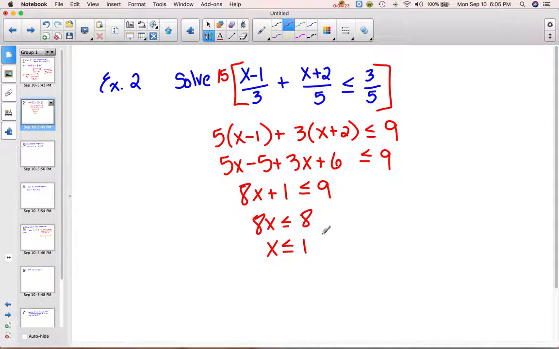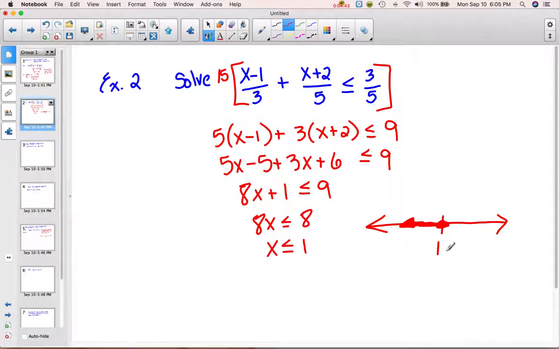Now, before I do interval notation, I actually think it's easier if you do a graph first. So here's the 1. Again, I have less than or equal to, so we're going to fill it in. And this time I want the numbers that are less than, so I'm going to shade to the left.